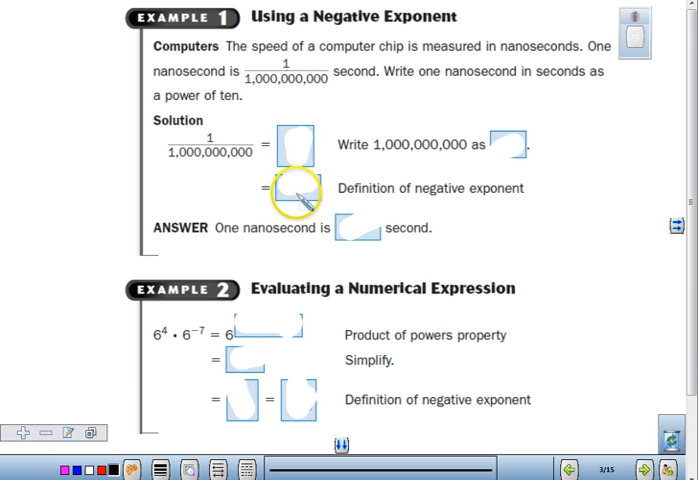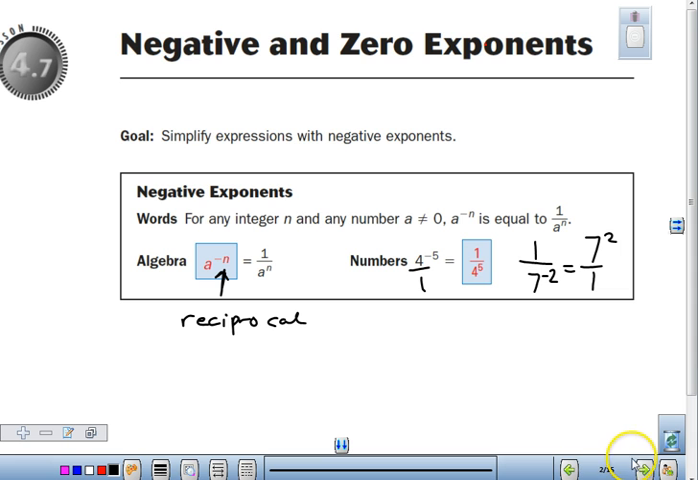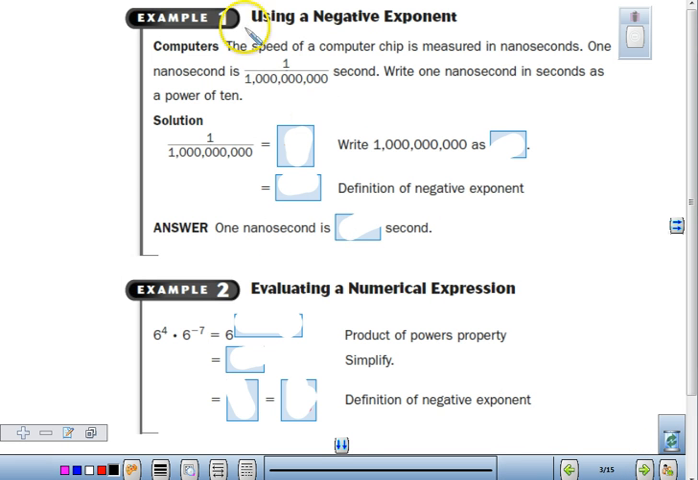So what I'd like you to do is, in your notes, you should have that filled in for 4-7 for negative exponents. You are now going to go right below and put example 1. Now what I need you to write for example 1 is just this part. You're going to put 1 over 1 billion. Now it says the speed of a computer chip is measured in nanoseconds. Write this as a power of 10.